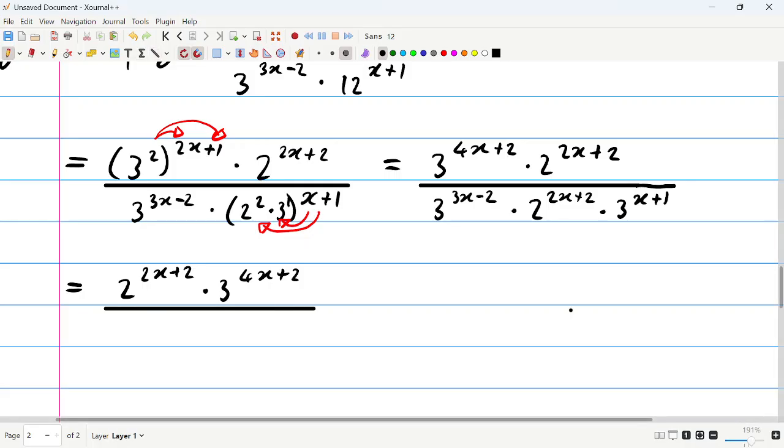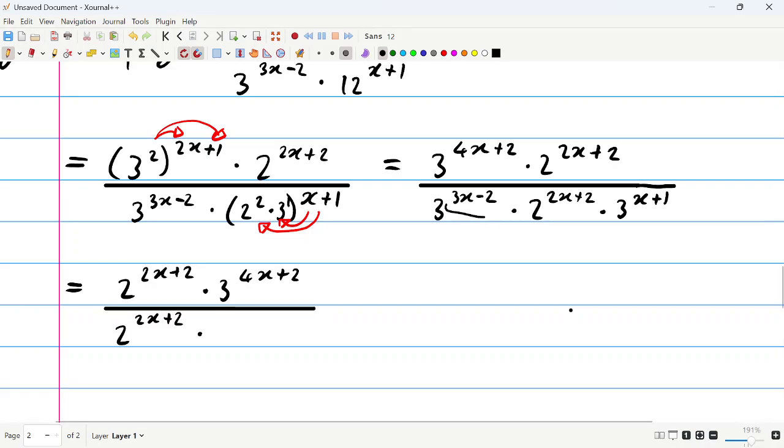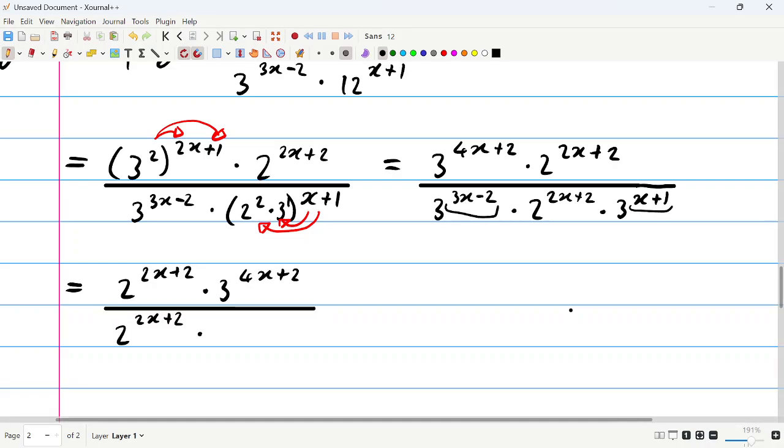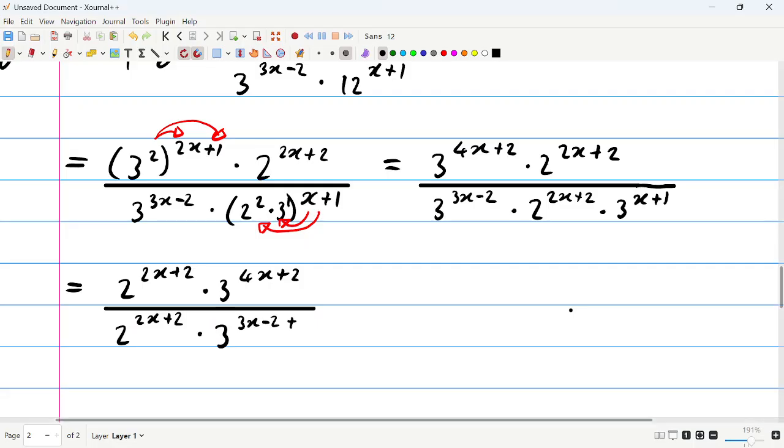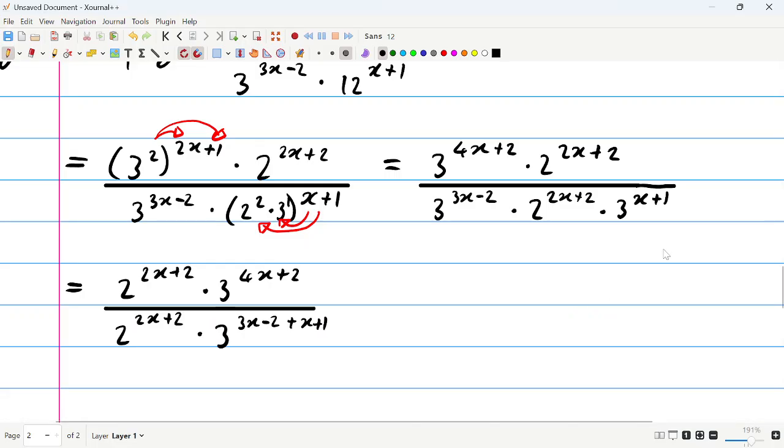okay, so let's do 2 first. So we're going to have 2 raised to the power of 2x plus 2 multiplied by, we are going to add these two exponents because they have like bases, which are 3. Okay, so it's 3 raised to the power of 3x minus 2 plus x plus 1. So I'm just going to do it like this: 3x minus 2 plus x plus 1. Okay, and that is what we are going to have.